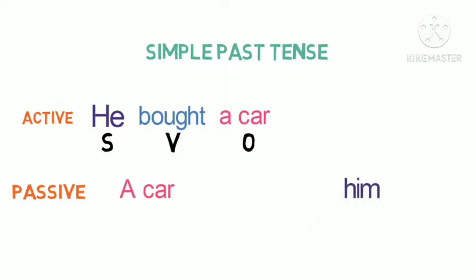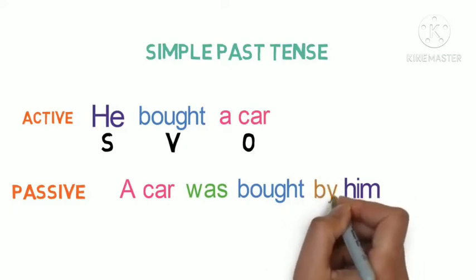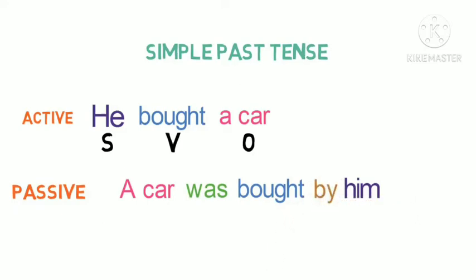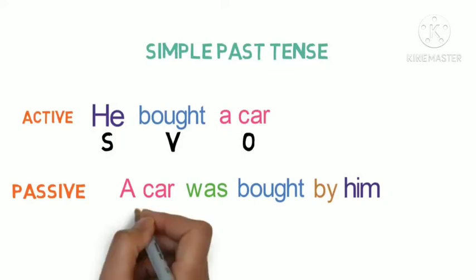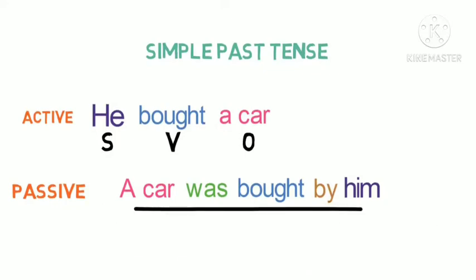then bought, the same V3 form bought, then the helping verb. It's a simple past, so we should use was as a helping verb, then add by. So in passive voice, the sentence will change like this, a car was bought by him.